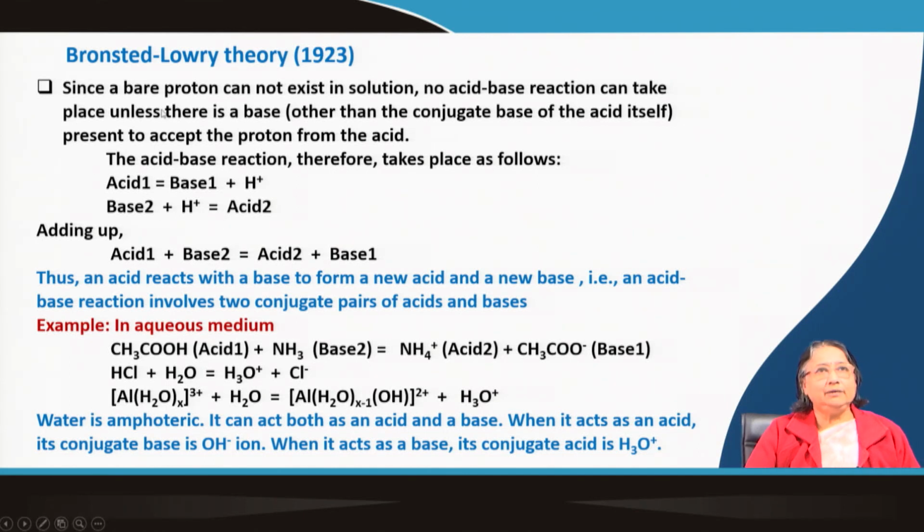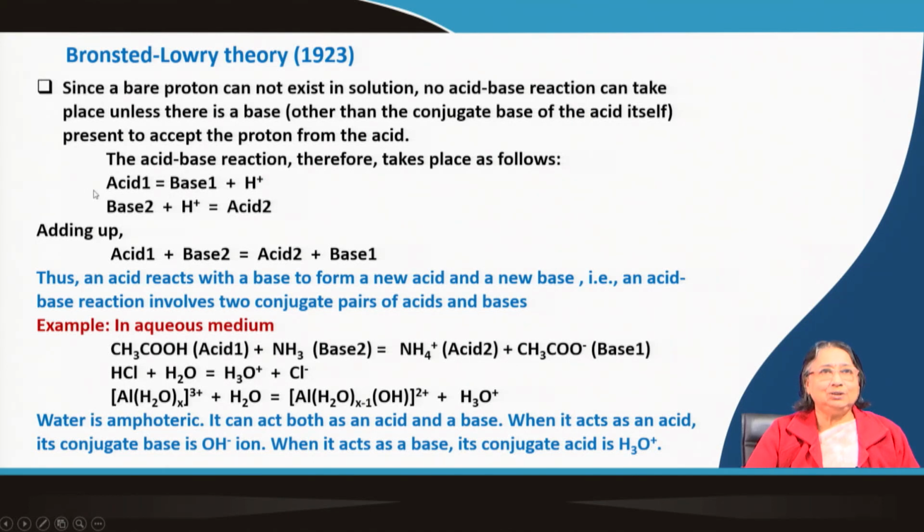So, here you can see, since a bare proton cannot exist in solution, so no acid base reaction can take place unless there is a base. So, why? Because some acid will give up some proton, but there must be some taker of that proton. So, it is nothing but a base. So, because proton cannot exist in solution, it must be combined with something to form something. So, who will take up this thing? A base will take up this thing.